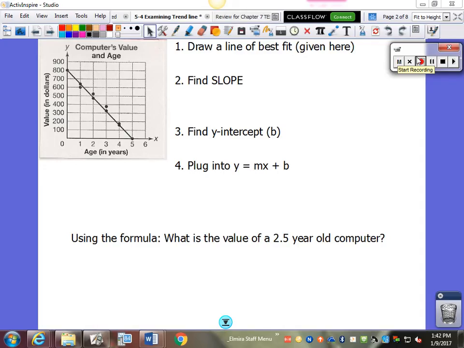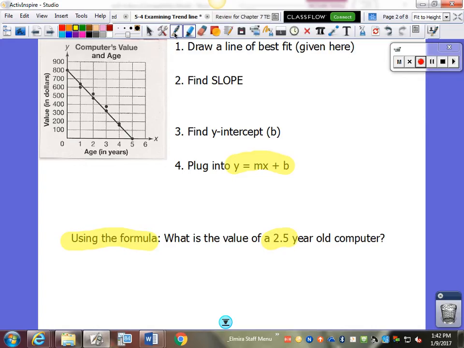What we're doing for this lesson, the main objective, is to write an equation in y equals mx plus b form and then use that equation or that formula when I give you a specific value. All the steps leading up to this are things that you need to do in order to write an equation.